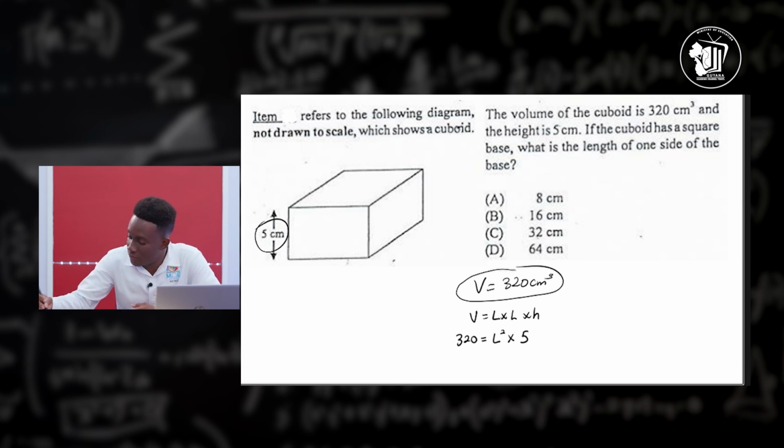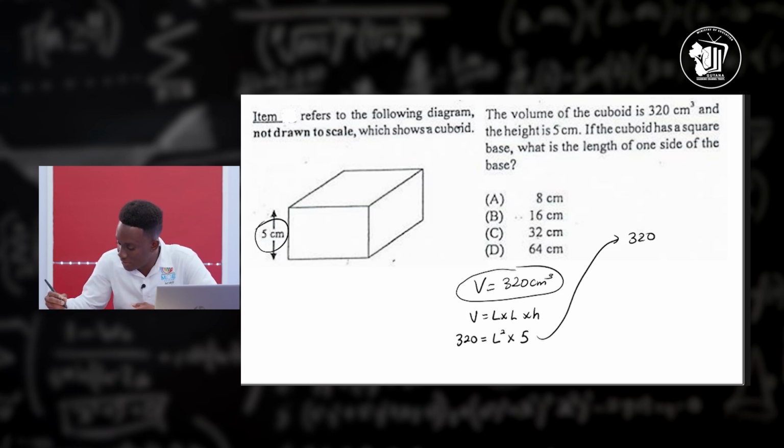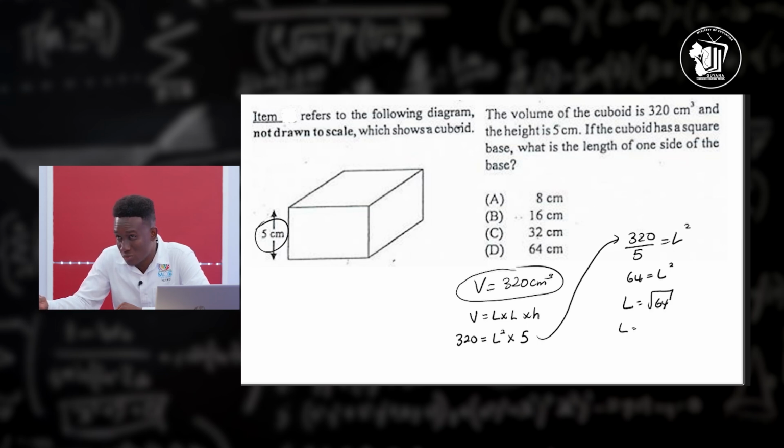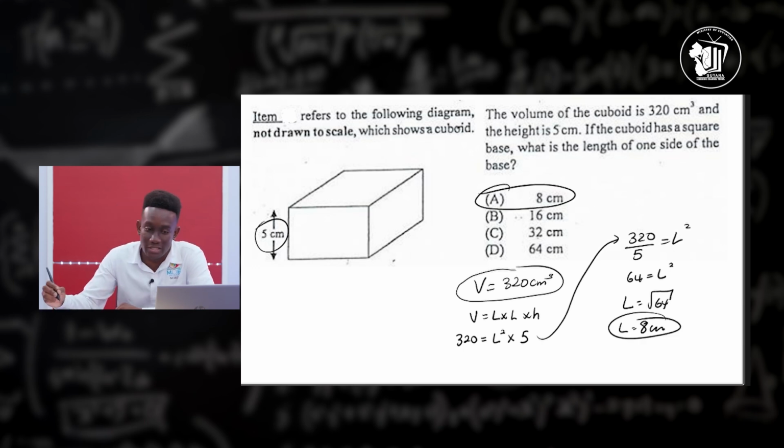So we can then solve for this. We know it will be 320. This 5 is multiplied, so we take it over to divide. 320 divided by 5 gives me 64, which is equal to L squared. Of course, it had to be a nice number that you can find the square root of. So L is equal to the square root of 64. We should get 8, since 8 times 8 is 64. So the answer is 8 cm, which is simply A.